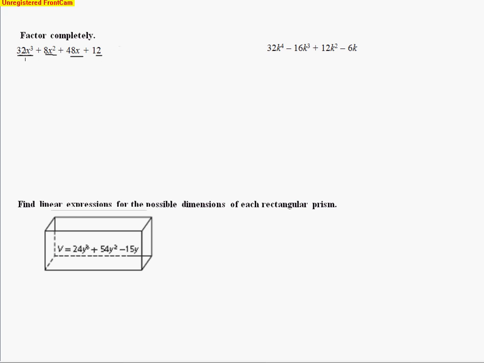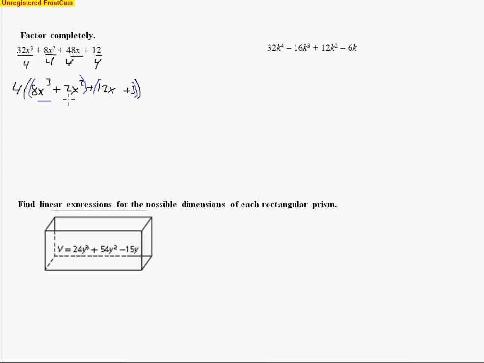I see that 4 goes into each of these terms. So I'll divide everything by 4, and I've got 8x to the third power, plus 2x squared, plus 12x, plus 3. And so now I'll go ahead and factor by grouping. So use a different color here and group the first two terms and the last two terms.